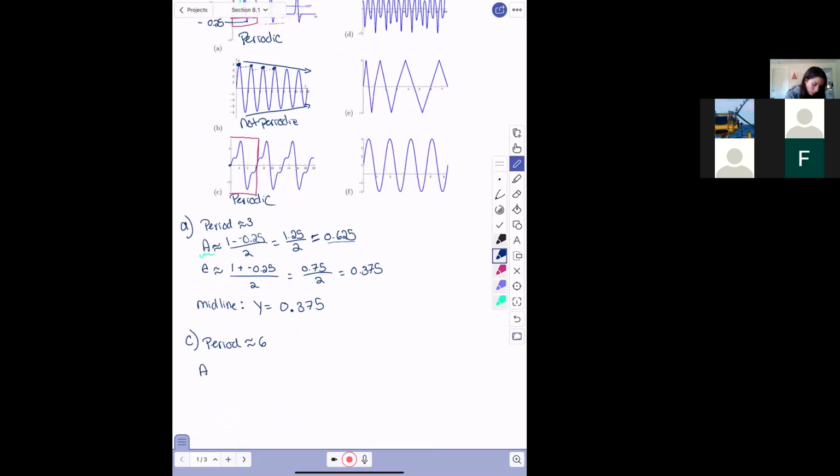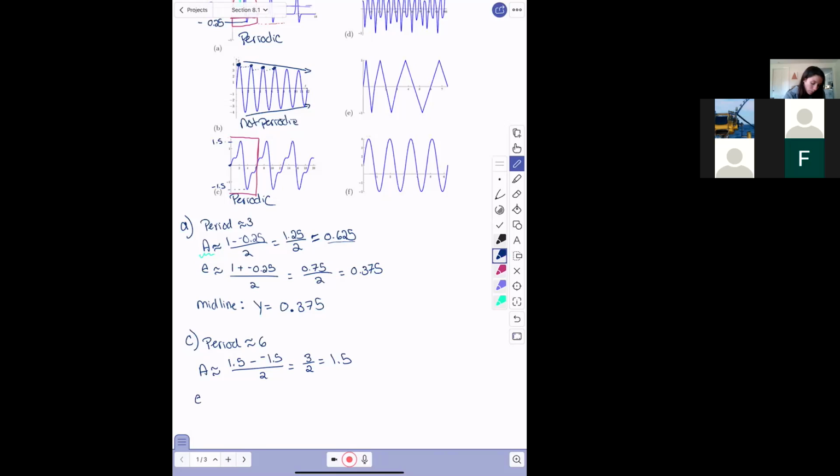The amplitude is about equal to our max. What did I say it was before? Is about 1.5. So max is about 1.5, and our min, the lowest point, is about negative 1.5. So our amplitude is our maximum, which is 1.5, minus our minimum, which is negative 1.5, all over 2, which is equal to 3 over 2, which is equal to 1.5. Okay, that makes sense. And you'll see more why after.